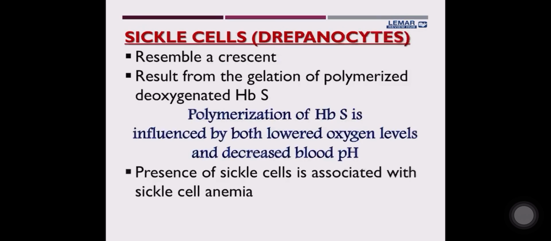Sickle cells are also known as drepanocytes. They may resemble a crescent. Sickle cells are formed due to gelation of polymerized deoxygenated hemoglobin S. Polymerization of hemoglobin S is influenced by two factors: a low oxygen level and a decreased blood pH. Of course, sickle cells or drepanocytes are associated with sickle cell anemia.